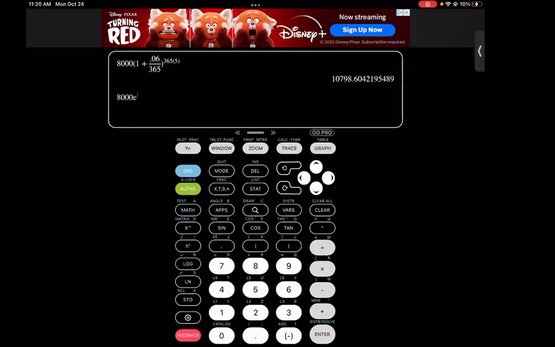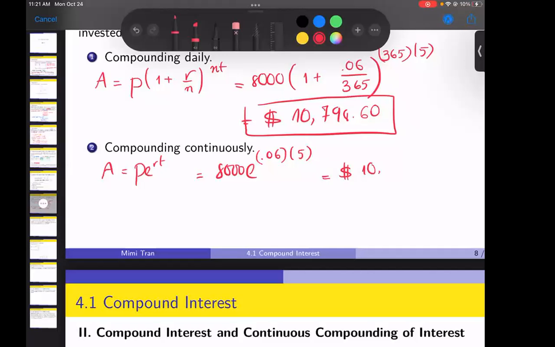If you do second ln, it'll give you E to the some power. 0.06 and then 5. Same 10,798. This time a little bit better, 87 cents. See what I meant? Even though you keep compounding infinitely many times, it's not much more than the finite times.